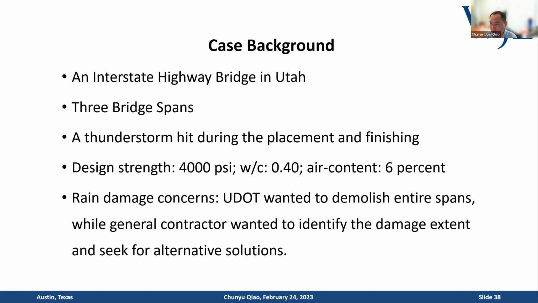So this is a rain damage case. It is about an interstate highway bridge span in Utah. The general contractor poured concrete during a very sudden thunderstorm, so UDOT wanted to rip off all 3 spans. Of course, the contractor and UDOT want to know what's really going on with the concrete and the extent of the rain damage, if there is any.